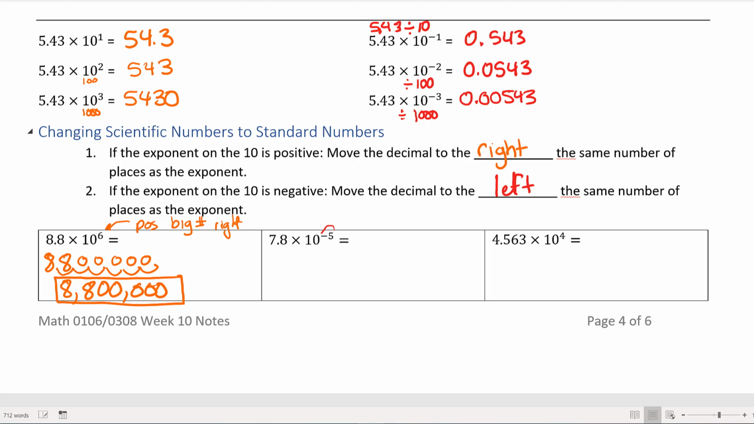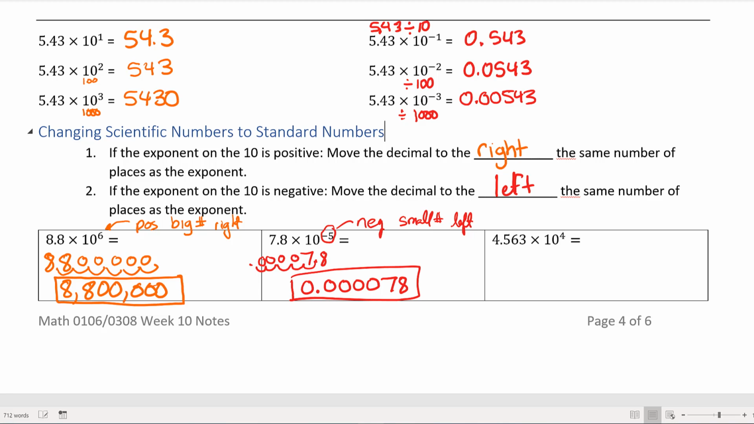Our next example has a negative exponent. A negative exponent means you have a really small number, so you're going to move the decimal to the left, not the right. So we're going to take 7.8 and move this decimal 1, 2, 3, 4, 5 places, which leaves us with 0.4078. That's a really small number. If you ever have a negative in the exponent, that means you're dividing, which means it's going to be a really, really small number.